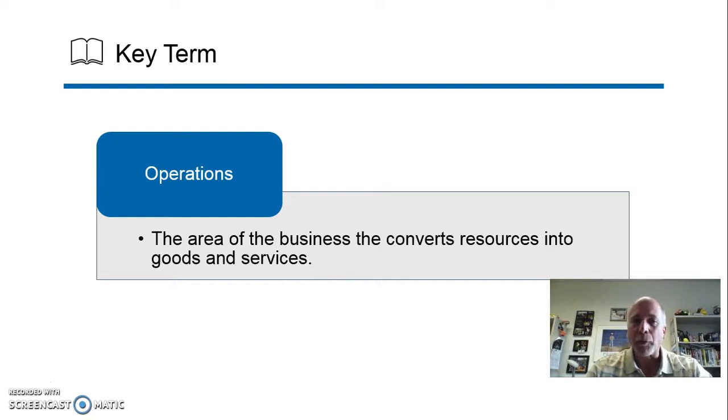If I was running a restaurant, the area of the business that converts resources into goods and services would be my kitchen. I bring in different types of food, different types of meat, vegetables, etc. And in the kitchen, I convert those resources into the plate of dinner that I'm selling to my customers. That's what we call the operations area.